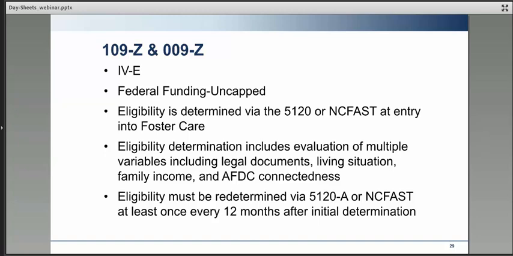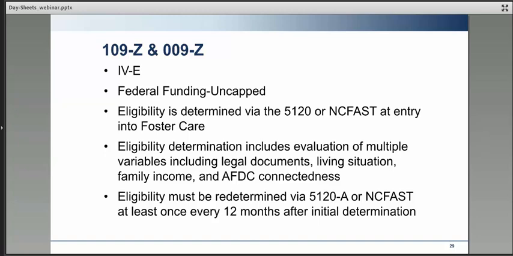Now, the first code we're going to talk about is the 109 and 009Z. This is 4E. As I mentioned in 215, this is federal funding and it's uncapped. It is determined by virtue of completing the 5120 or by the NC FAST system when a child enters into foster care. Eligibility determination includes evaluation of multiple variables, including the legal documentation of how they came into care, their living situation at the time of entry, the family income, and AFDC connectedness.